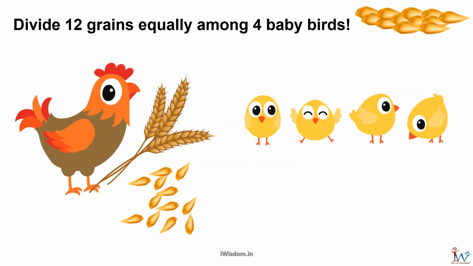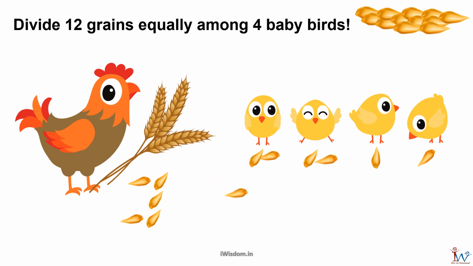Here is one more scenario. Mummy bird brings 12 grains. It is puzzled and thinks how to distribute equally. Mummy bird starts by giving 1 grain to each baby. Then Mummy bird gives 1 more grain to each baby. Now, each baby has got 2 grains.